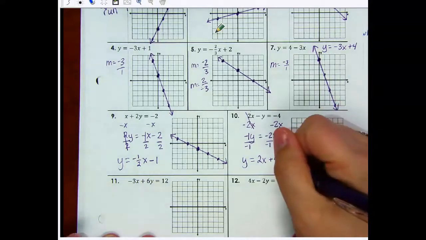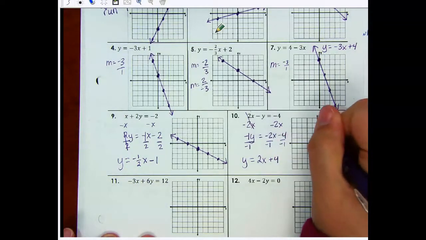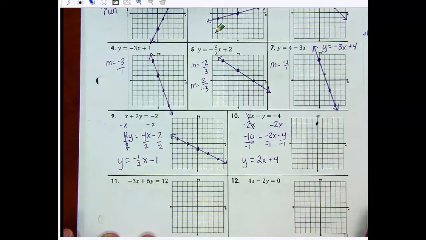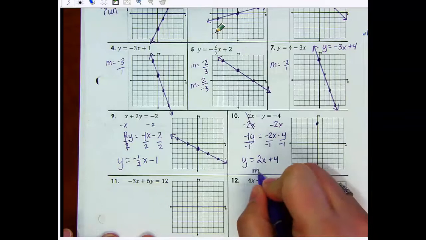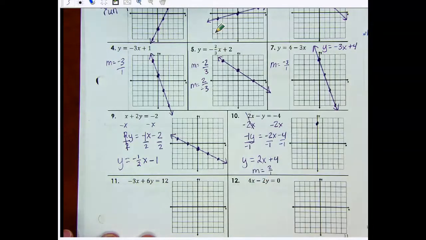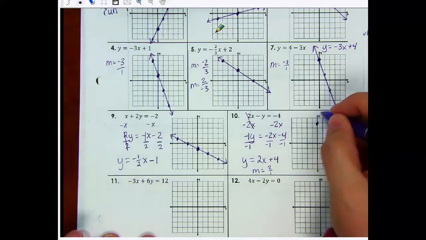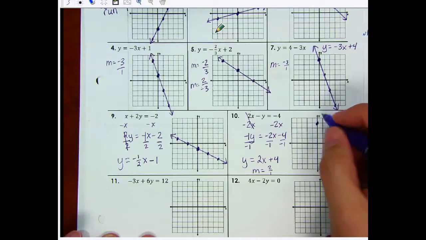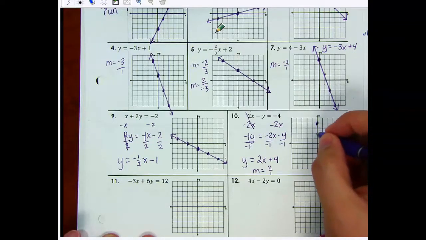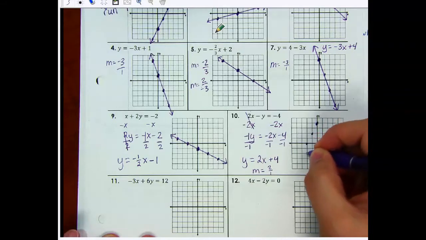So we're going to start with 4 on the y-axis. And then remember our slope is 2 over 1, so that we rise 2 and run 1. Well, I can't do that. So if I can't do that, I have to do exactly the opposite. So I'm going to go down 2 and left 1.